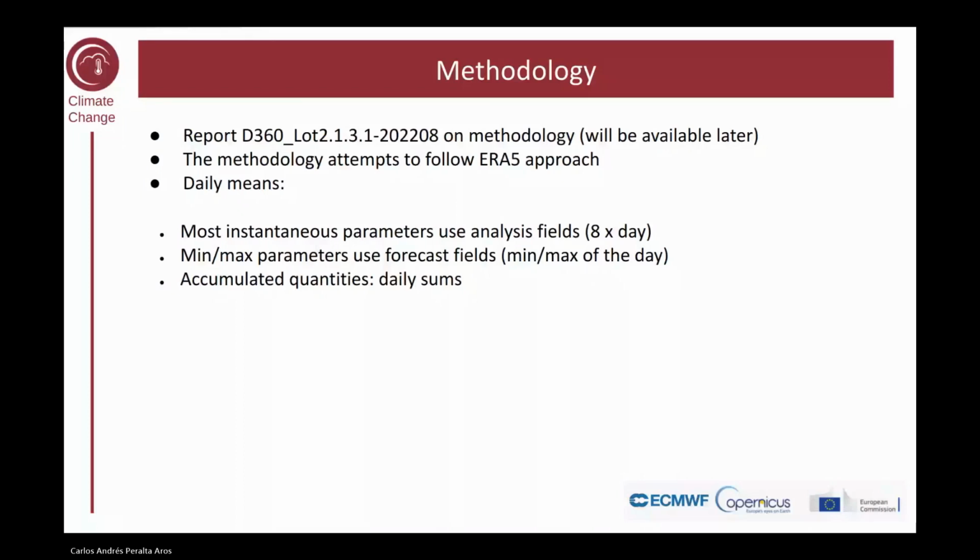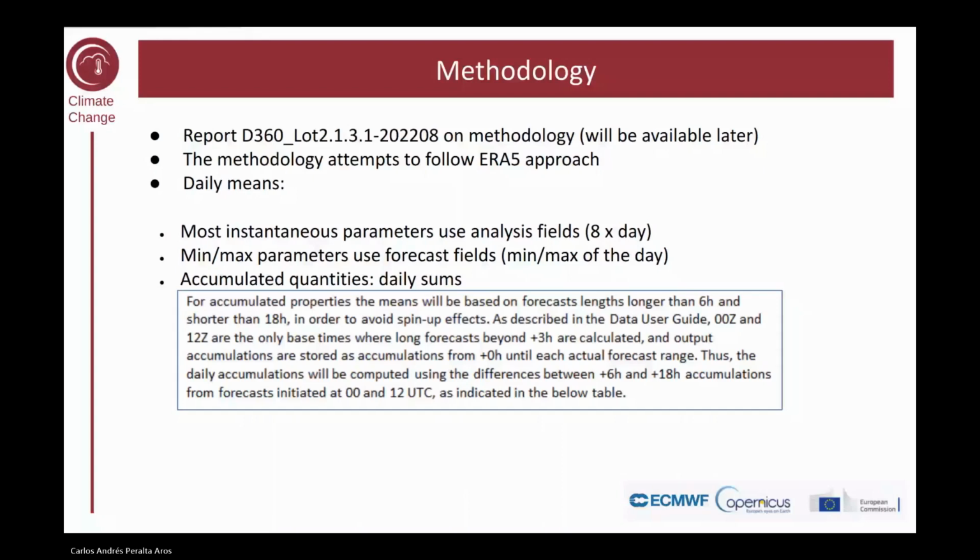And the way we calculate this for the accumulated quantities is, from the report above, we just take 3 accumulated periods based on forecasts which are longer than 6 hours. So we managed to avoid the spin-up effects, hopefully. And then we calculated the daily accumulations based on differences at 6 and 18 hours accumulation from forecasts initiated at 00 and 12 UTC.